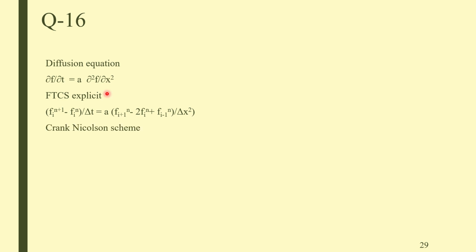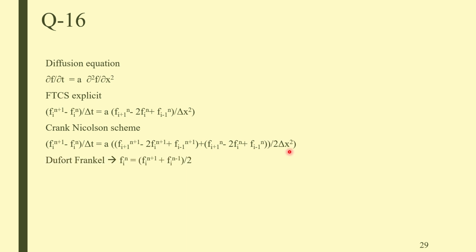On the other hand, Crank-Nicolson scheme is an implicit scheme. Here also we have used forward time central space, but we have averaged the terms on the right hand side between time step n plus 1 and n. So it is f i plus 1 at the n plus 1th time step plus f i plus 1 at the nth time step divided by 2. Similarly we have obtained the equation, and Dufort-Frankel scheme is given by f i at n is given by f i at n plus 1 plus f i at n minus 1 divided by 2. On that we are getting this equation as well.